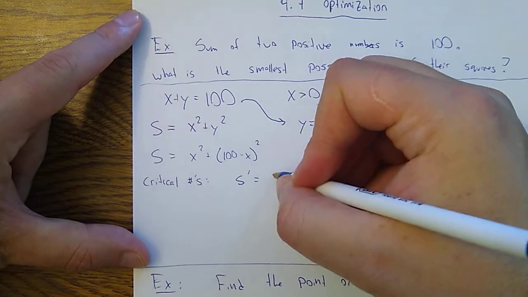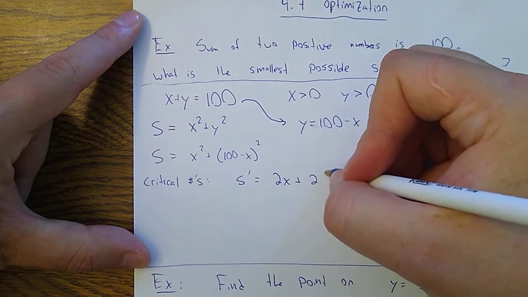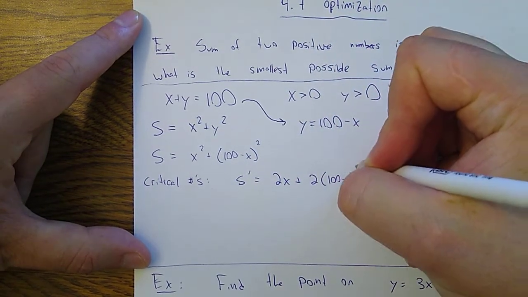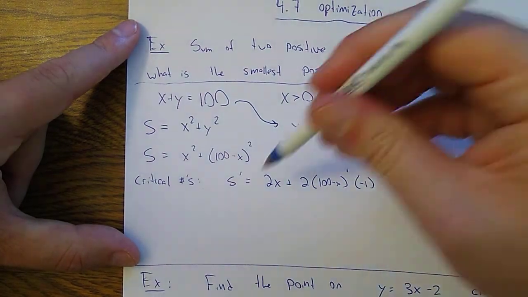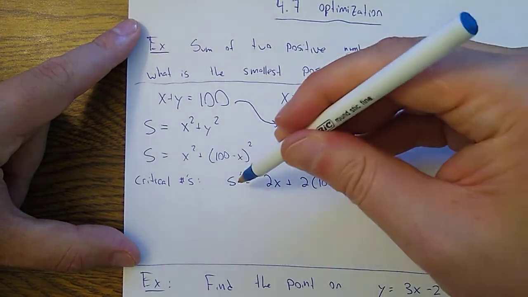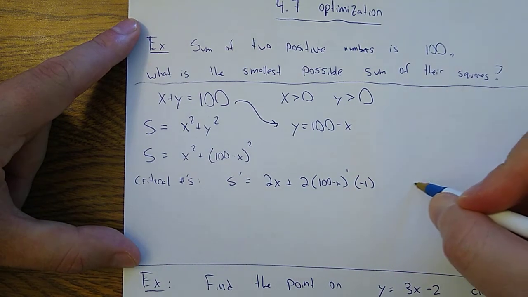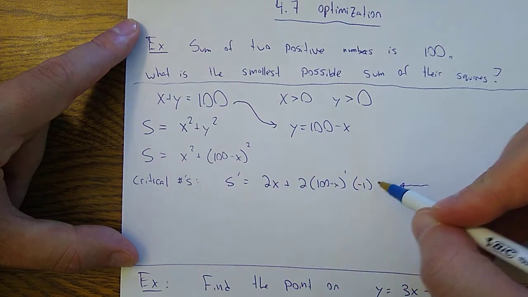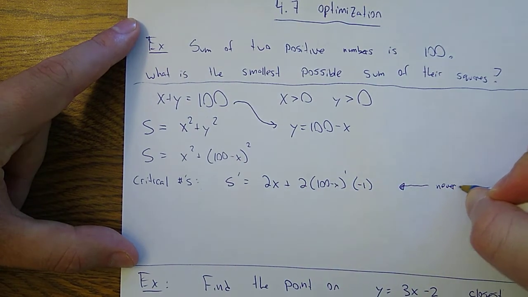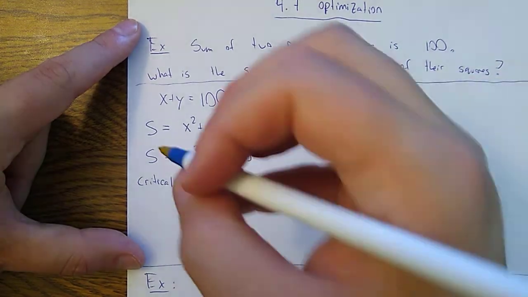So let me find s prime. That would be 2x plus, here I have a little chain rule, so 2 times (100 minus x) to the 1 times the derivative of the inside, which is negative 1. The critical numbers would be where that's 0 or undefined. Let me point out this is never undefined, this is a polynomial. So it's always defined, but we should still set it equal to 0.